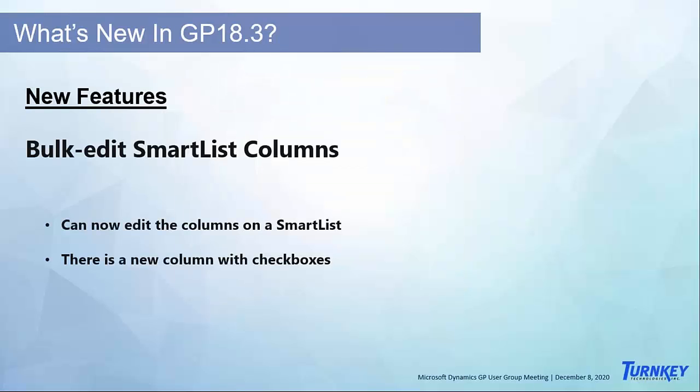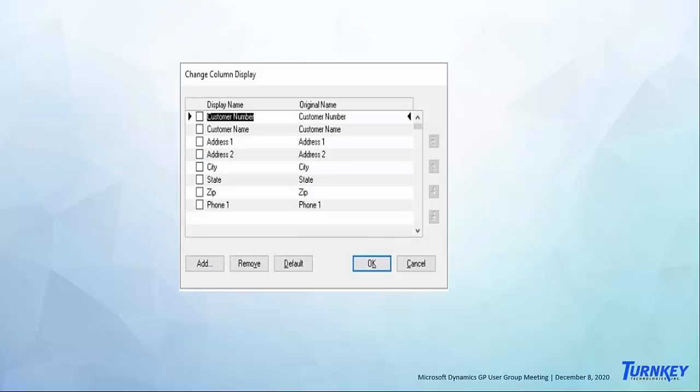Okay, smart list editing has become much easier. Users can now edit the columns on a smart list. So for example, what you would do is navigate to the specific smart list that you want to edit. In this case, I just chose the default sales, then chose customers, and then chose the columns button.